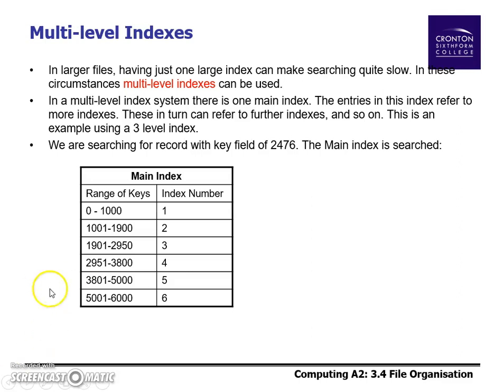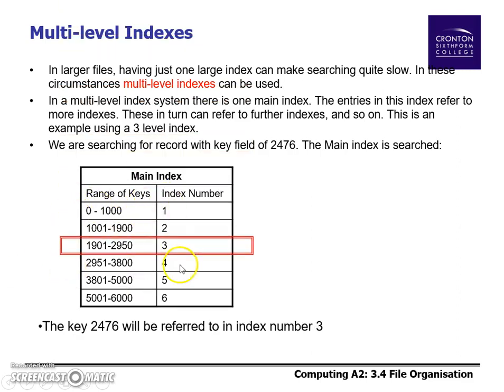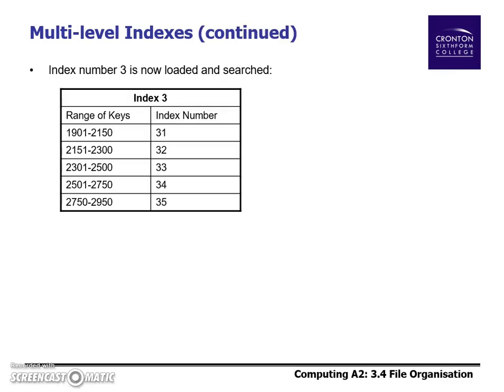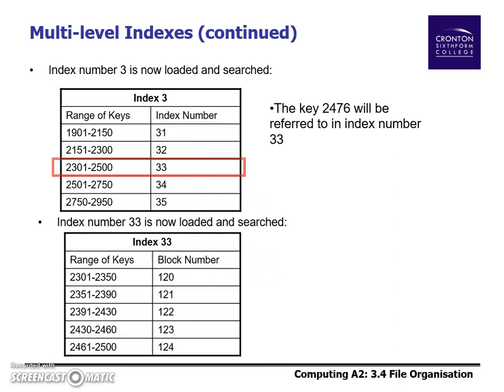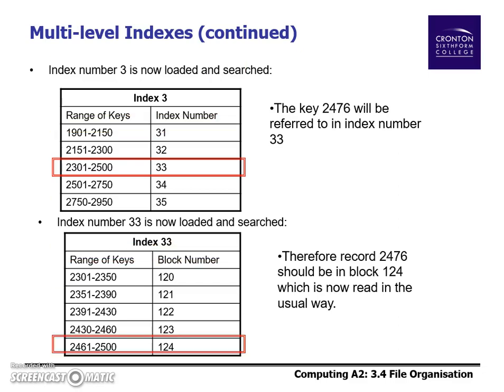So we've got our main index here, so that's a range of keys, 0 to 1000, and so on. If we were looking for key field 2476, the main index is searched, and we know we need to go to index number 3. So we now load index number 3, and that is then searched. 2476 is in index number 33. So index 33 is now loaded and searched. Our key field 2476 would be found in block number 124, and it's now ready to be read in the usual way.